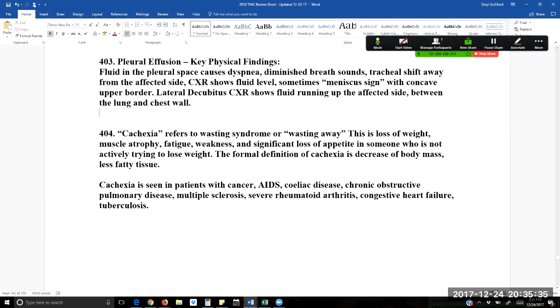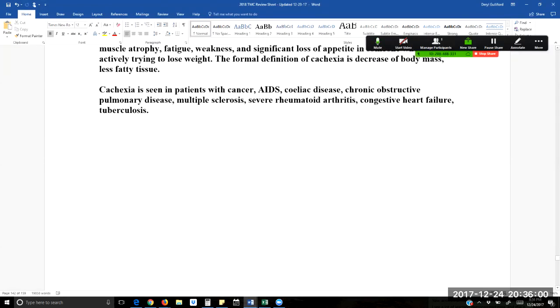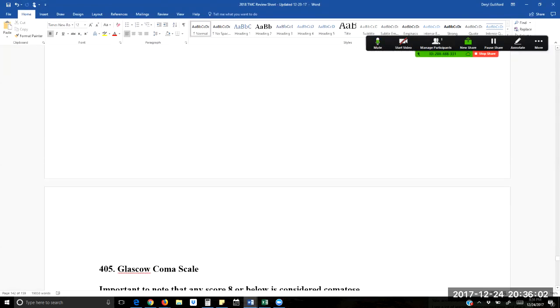We see this in a variety of conditions, cancer certainly, AIDS, celiac disease, COPD. We do see sort of a wasting away of our COPD patients over time. I'm sure you've probably noticed that. In clinic, these folks tend to be very thin. Multiple sclerosis does this, rheumatoid arthritis, CHF, and tuberculosis. So that's cachexia, and it could very well show up on your test. Now you know what we're talking about.